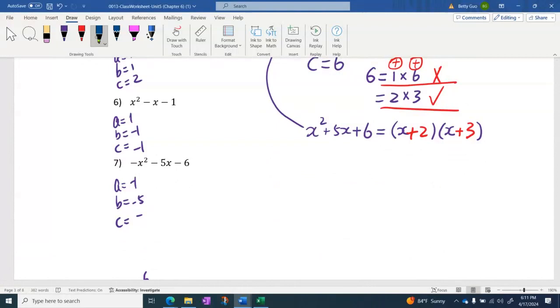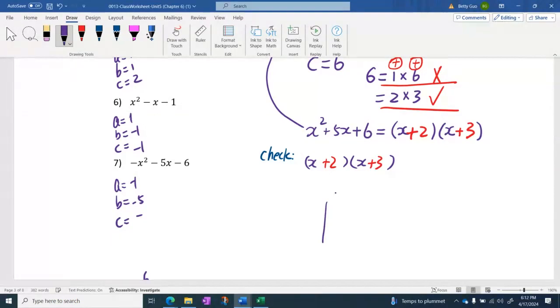Let me check the answer. Let's see if x plus 2 times x plus 3 equals x squared plus 5x plus 6. Let's use the box method. We have x plus 2 times x plus 3. There's a purpose I'm doing this. I'm reversing the process. I want you to see why.